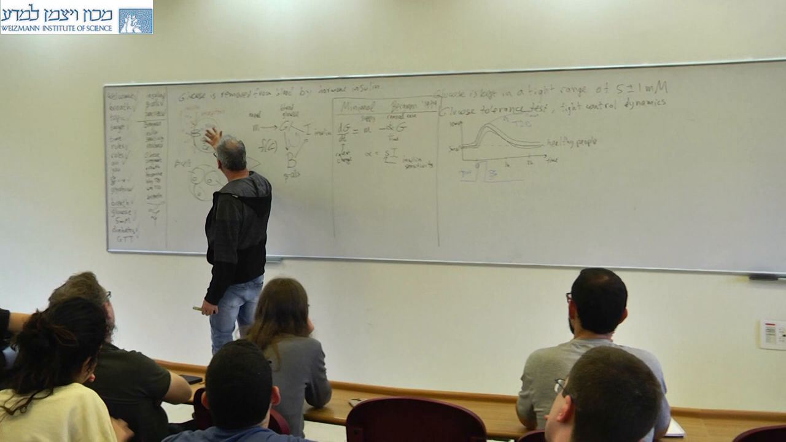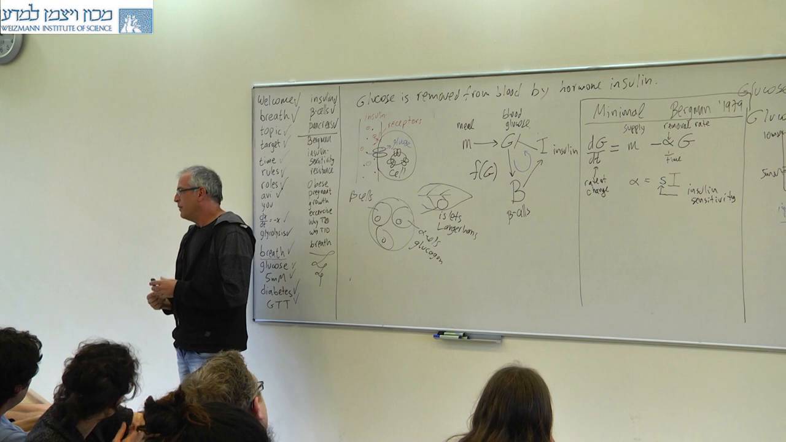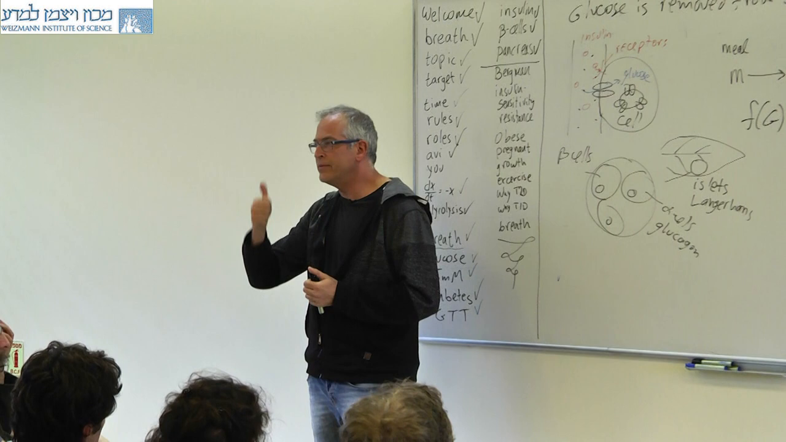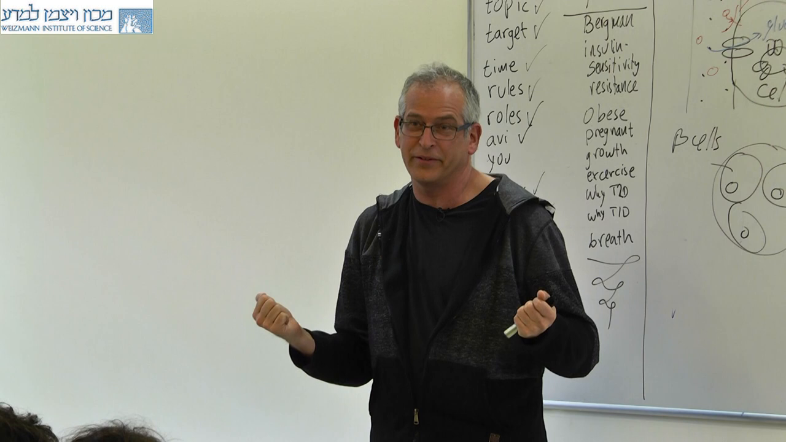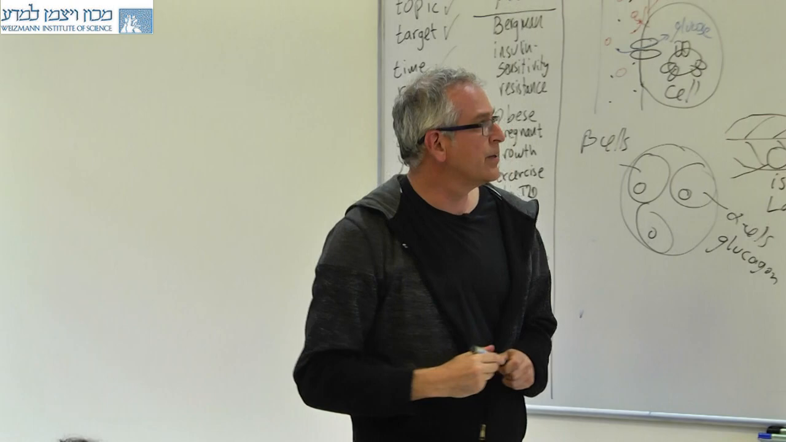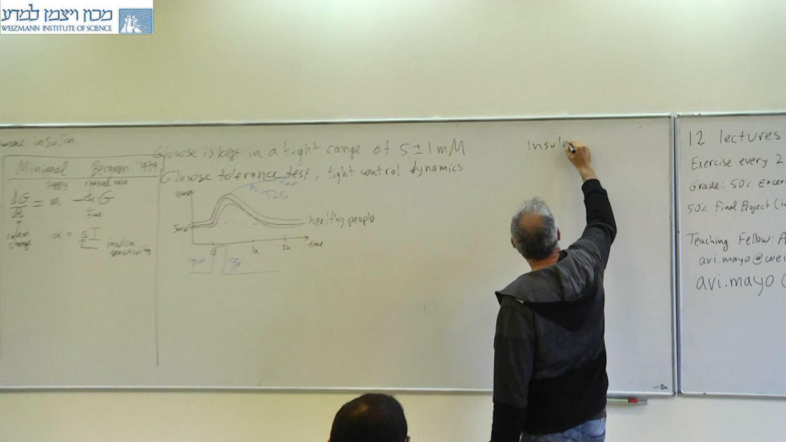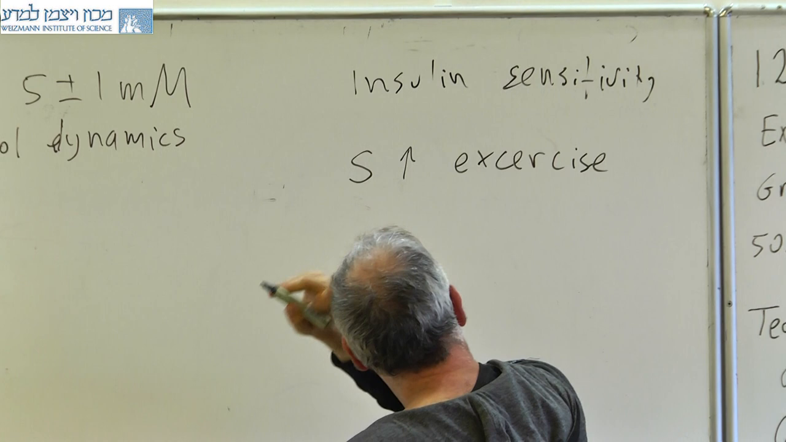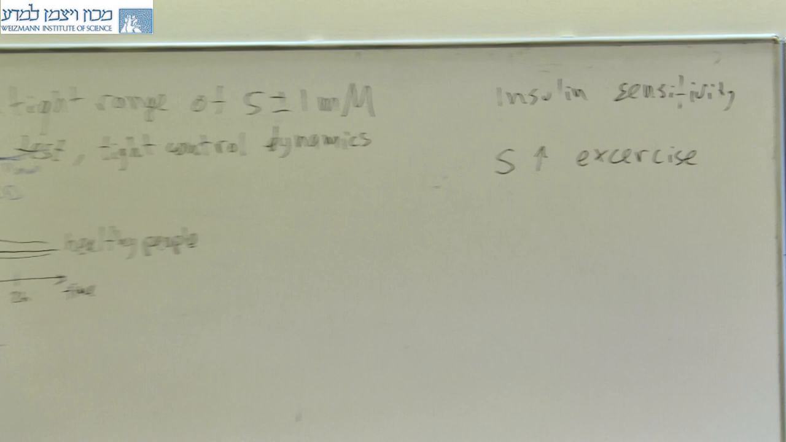It's the body's way to allocate resources. For example, if we exercise, our cells need glucose, need sugar, energy. That increases this S, the insulin sensitivity parameter. Exercise reduces insulin resistance. That's why it's so great to exercise if you have diabetes, etc. It's great to exercise in general. So each unit of insulin is more effective at removing glucose. You understand what I'm saying?